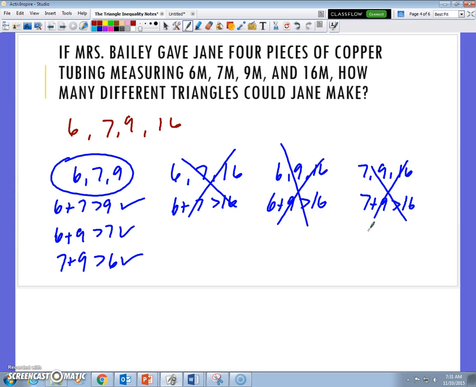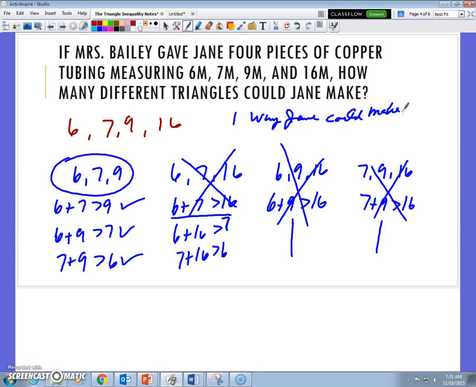Now, of course, I would need to check to see if 6 plus 16 is greater than 7, and 7 plus 16 is greater than 6. But as soon as one of them doesn't work, then I know for sure that it can't make a triangle. So if the third one is what's keeping it from working, then it's not a triangle. That's why I didn't continue on with these two, because the first one that I tried happened to disqualify it from being a perfect triangle. So there's only one way Jane could make a triangle.